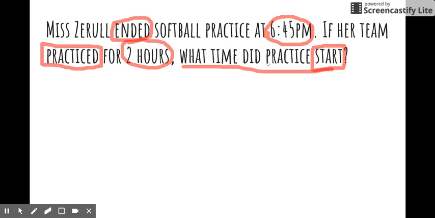And if there's another word up here that you're thinking, I would box that myself. If this were me, that's okay. It's okay for you to be solving a problem just a little bit differently than I am. Since I'm trying to find what time practice started, that's telling me that this is an elapsed time problem. So I'm going to write the word start and I'm going to write the word end up here.